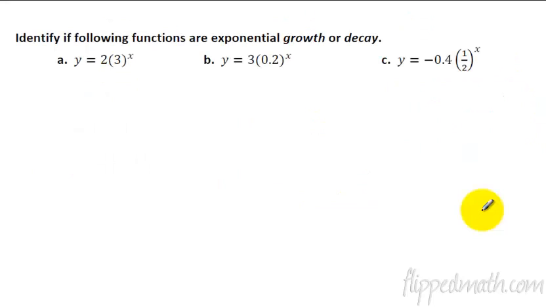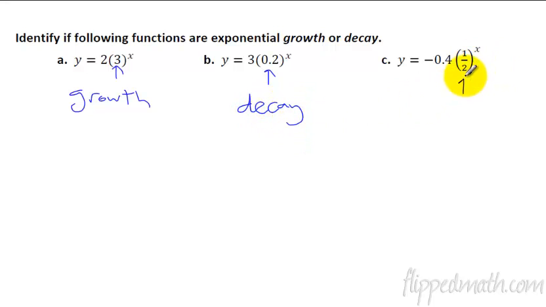Now, let's identify if it's growth or decay. We already talked about this, and you just have to look at the base. So the base here is larger than 1, so this one's growth. And the next one, the base here is less than 1, it's between 0 and 1, so it is decay. This one, the base is less than 1. Now remember, just because it's a fraction doesn't mean it's decay. It just is decay because it's between 0 and 1. So if you had a base here that was like 7 over 3, that's growth because that's larger than 1.